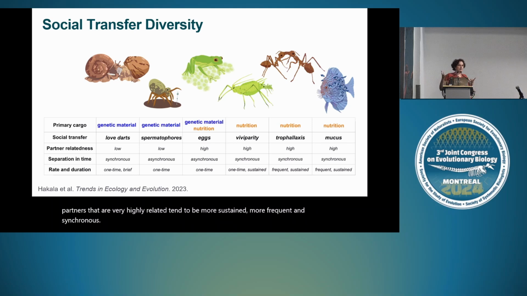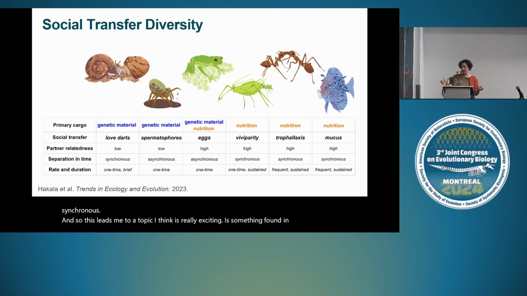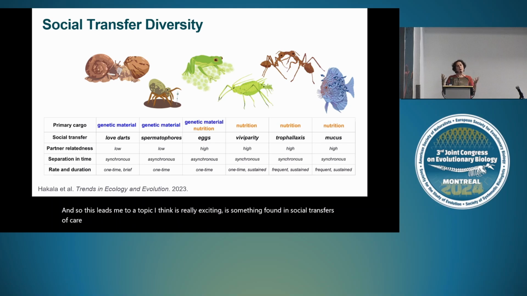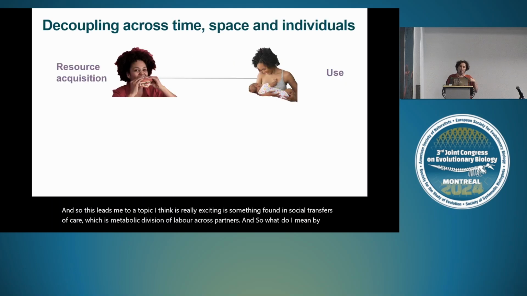This leads me to a topic I think is really exciting, something found in social transfers of care, which is metabolic division of labor across partners. What do I mean by this? Metabolic division of labor allows the decoupling of resource acquisition and use in time, space, and across individuals.